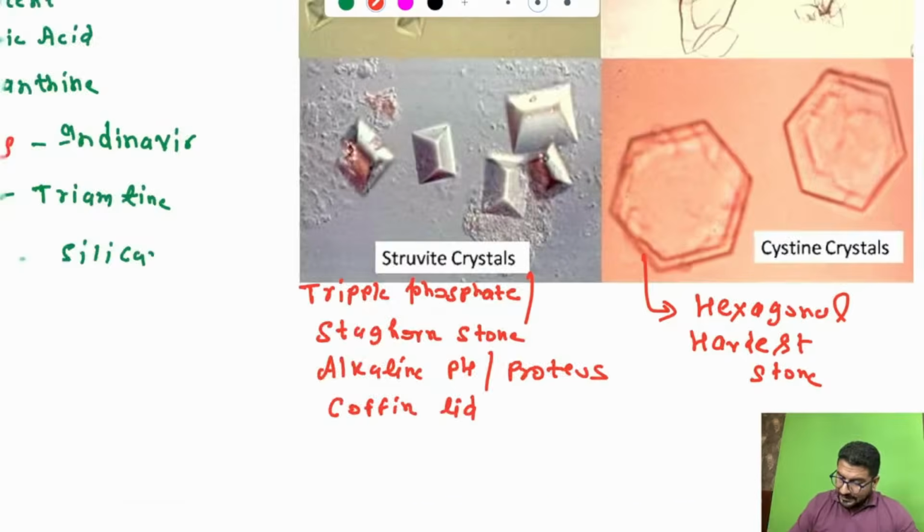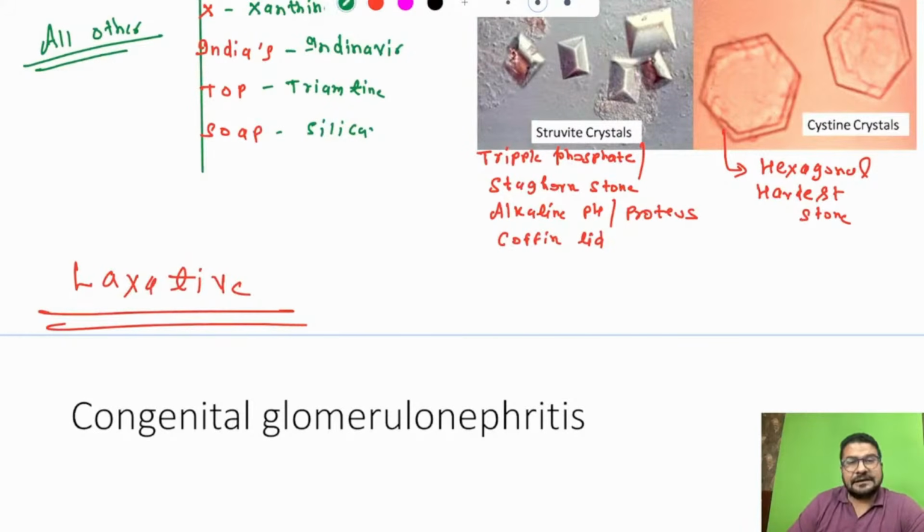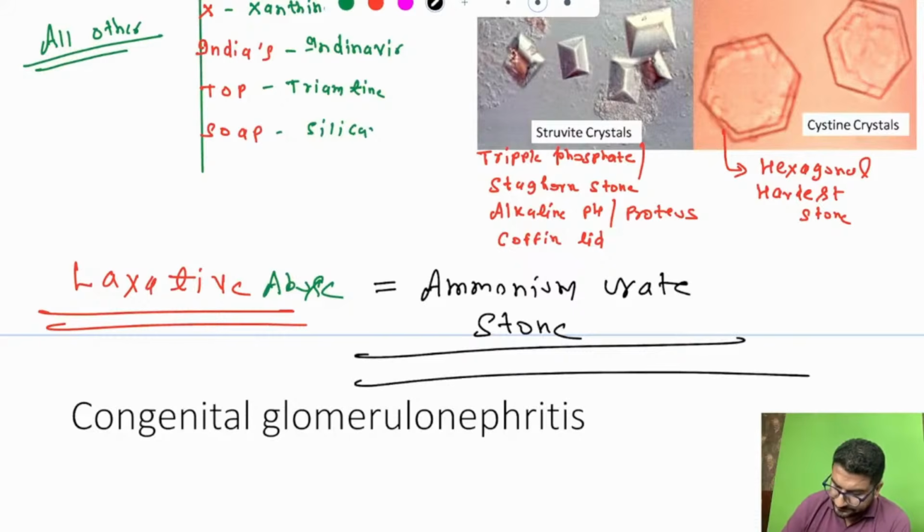Now one more MCQ which came recently is that we have a type of stone that is due to laxatives. Some people eat churan or repeatedly drink syrup like Looz. So laxative abuse can precipitate a stone. People who take too many laxatives, especially Ayurvedic laxatives or lactulose syrup, this can cause stone. So this stone is called ammonium urate stone, and this can occur because of laxative abuse.